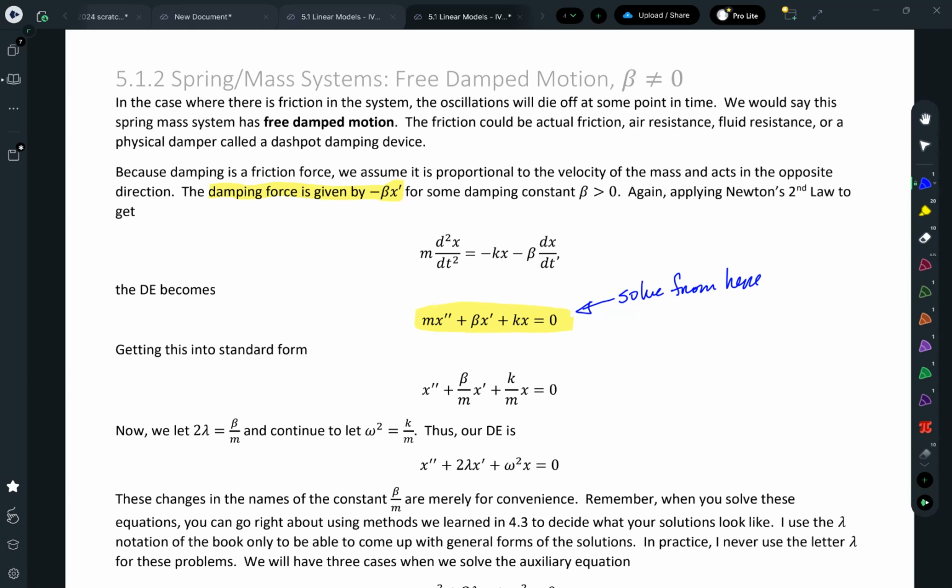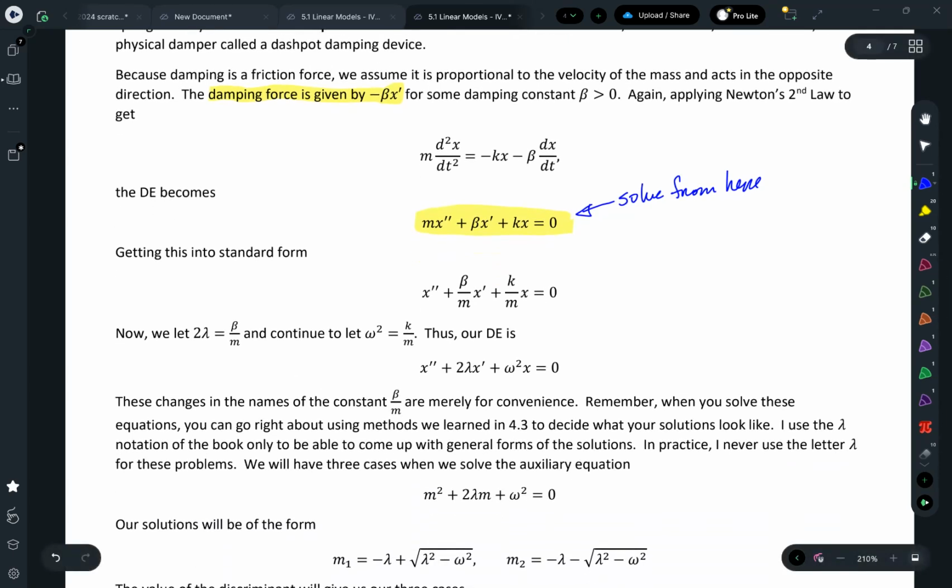So I'll humor them and go along with this. If we get this into standard form, that means we're going to divide everything by an m. And then we've got this beta over m, and this k over m. And this is what they rename. The beta over m is going to be 2 lambda. And fortunately, the k over m is still omega squared. Okay? That didn't change from the undamped case.